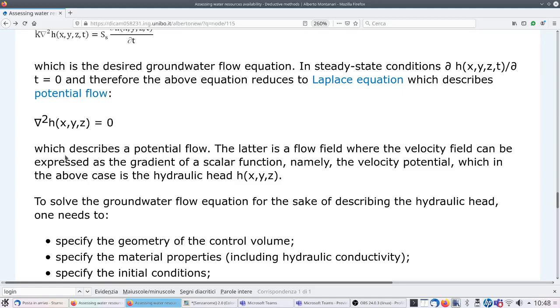What is a potential flow? It's a flow field where velocity can be expressed as the gradient of a scalar function. And in this case, the scalar function, which is called the velocity potential, is the hydraulic head. Now, mathematically speaking, it is a development that is not easy to follow, especially remotely, but just make an effort to focus on the concept. The concept is that we have here a measure of head, and you can measure it, for instance, by looking at wells. And this head is the velocity potential, meaning that I can express the velocity field by computing the gradient of the hydraulic head.